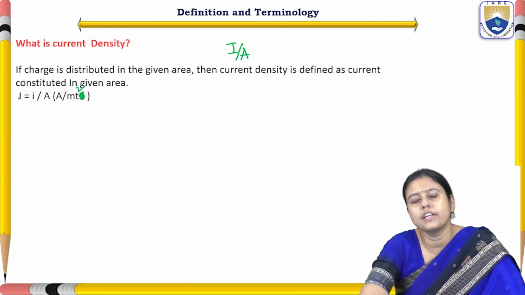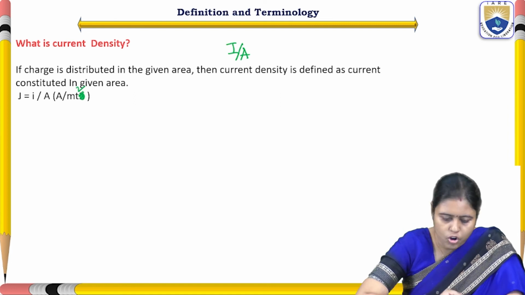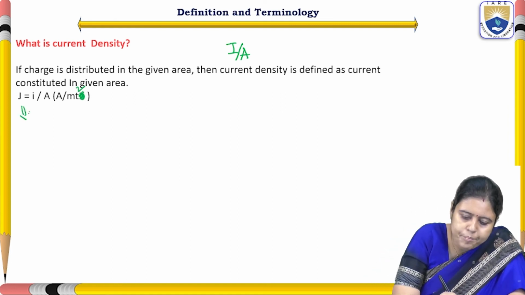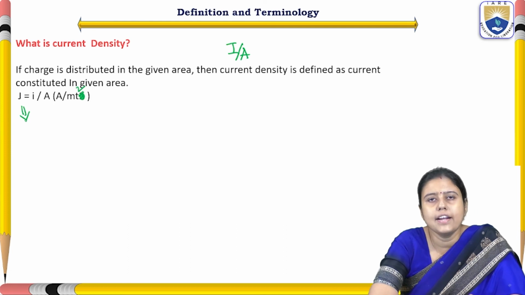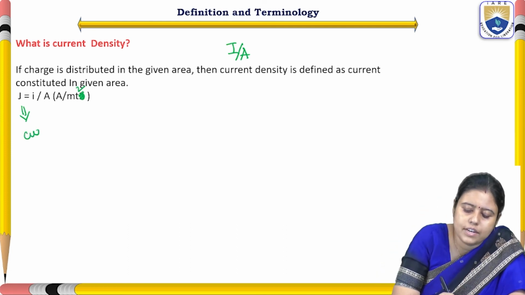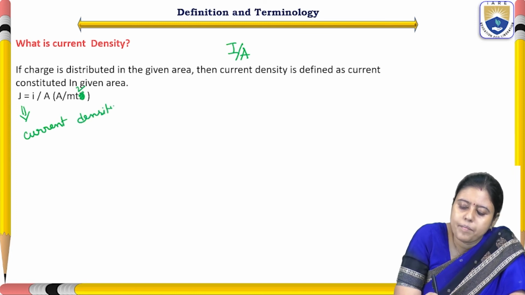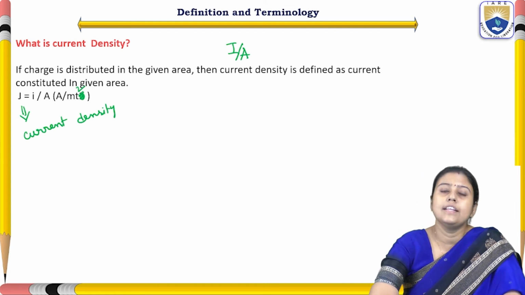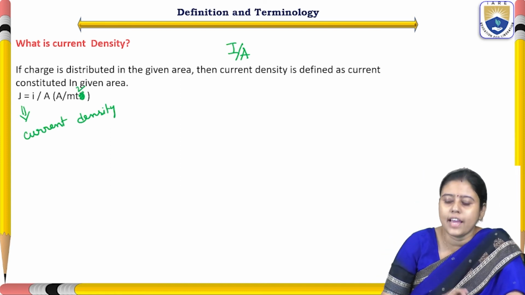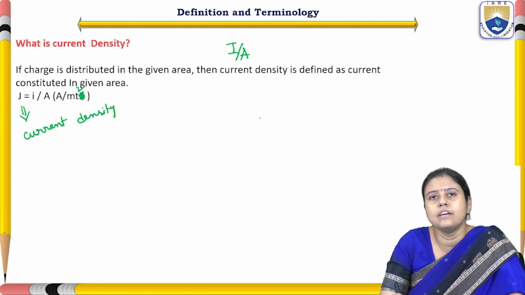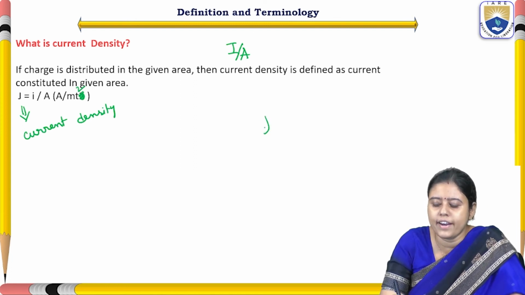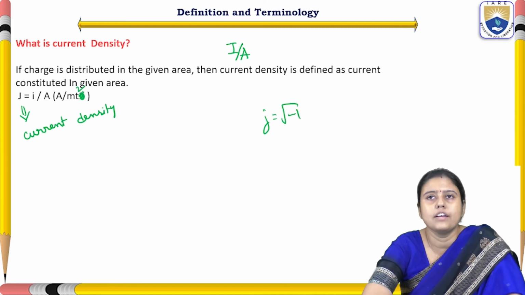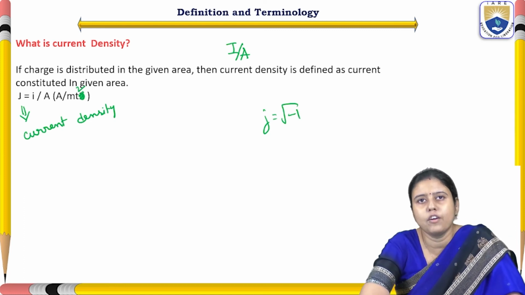And one important thing we have to remember here, the current density is always written by capital J. Why? Because the small j in electrical indicates the j operator, which is equal to root of -1. That is the imaginary quantity.